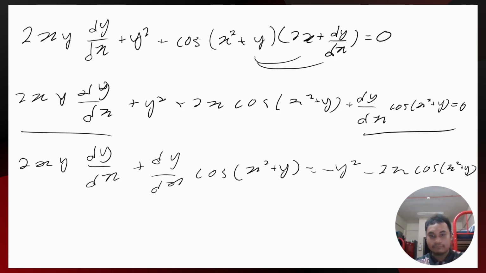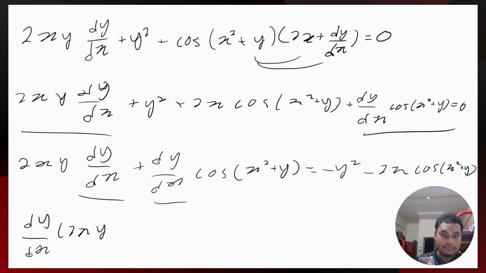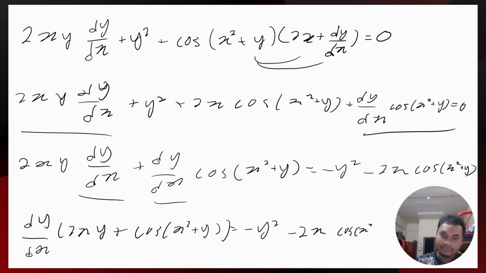And for the next step, we will factorize this into one algebraic term, which will give us dy over dx times (2xy plus cos(x square plus y)). And we will copy the right hand side, which will give us negative y square minus 2x cos(x square plus y).